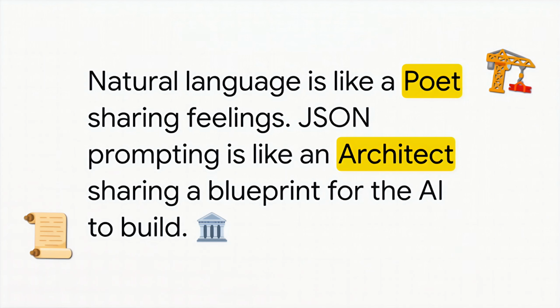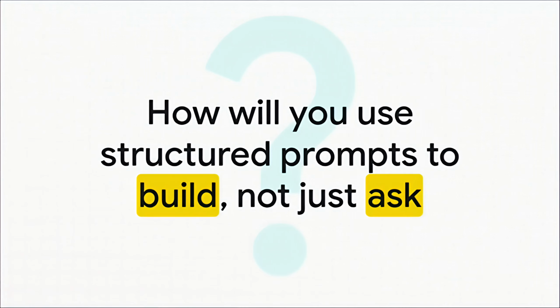I absolutely love this analogy. When you use natural language, you're kind of like a poet. You're sharing feelings, abstract ideas. But with JSON prompting, you become an architect. You are providing a detailed, structured blueprint, and the AI's job is to build precisely to your specifications. So I'll leave you with this question to think about. Now that you have the tools to be an architect, how will you use structured prompts to build and not just ask?